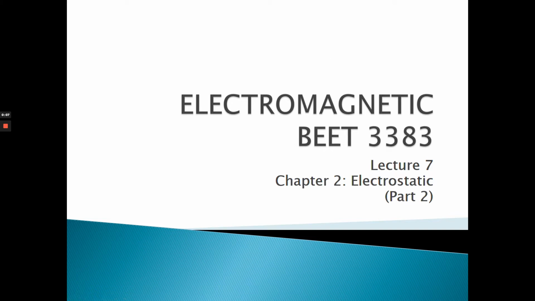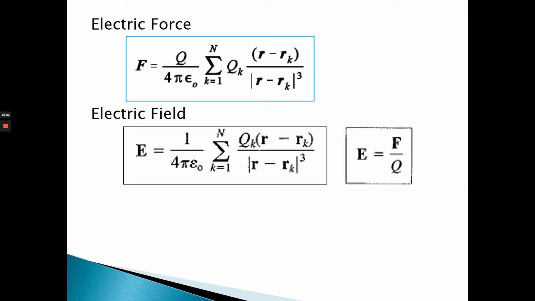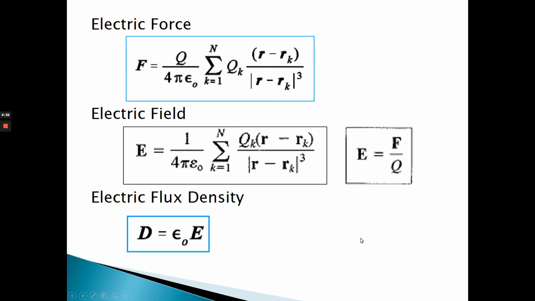This is the second part of our electrostatic chapter 2 lecture 7. In the last lecture we learned about electric force and electric field, how they are generated and what the relation between these two is. Today we will learn one more entity, which is called electric flux density.